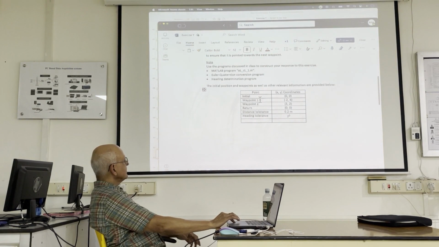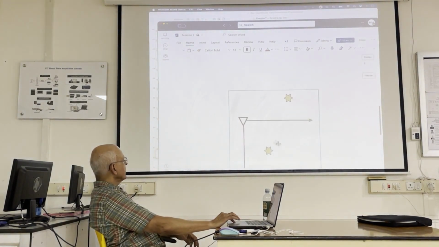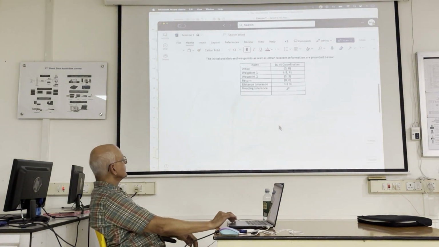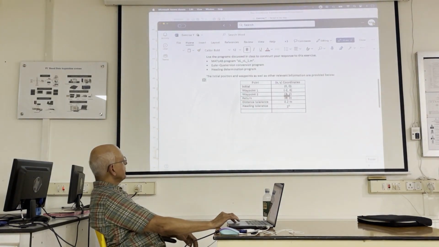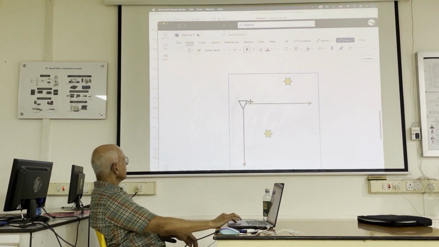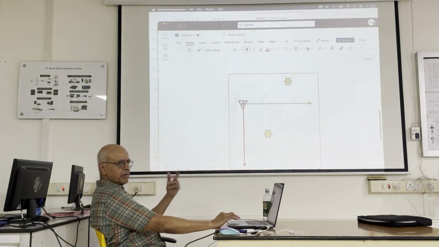Okay, so here are the details. The initial point is 0, 0, then -2, 4. That seems about right. -2, 4. So actually I do this quite accurately. So waypoint 2 is 3, 2. And the last waypoint is come back.